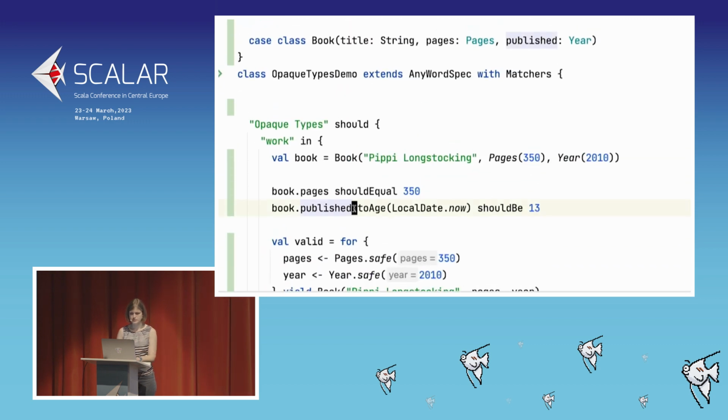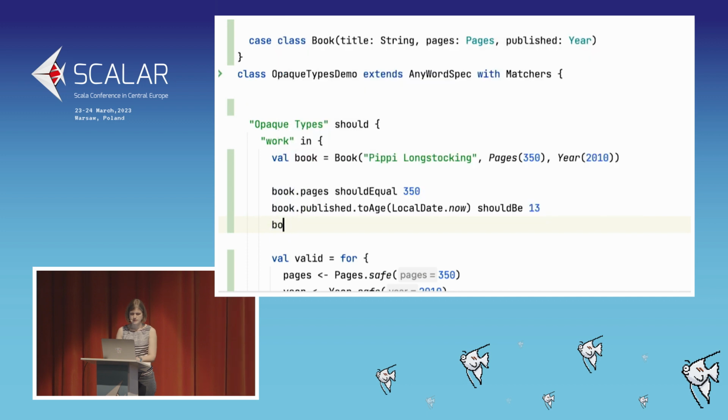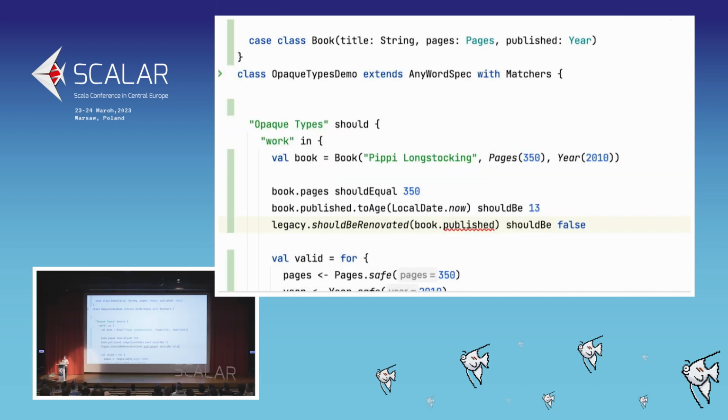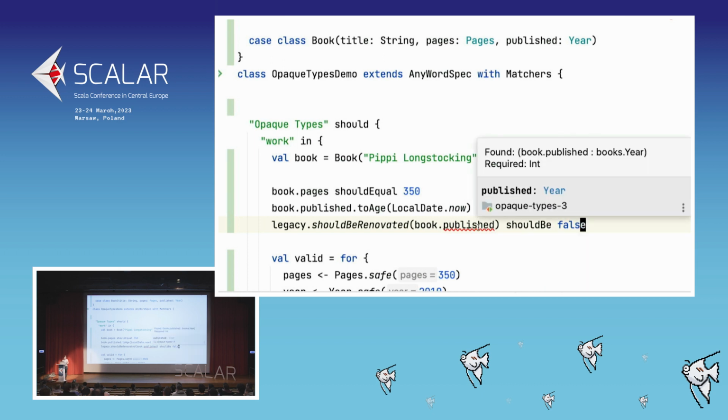So we would like to do something like legacy dot should be renovated, and then somehow we want to pass the published date. So it should be false. It's too new, a book. But of course, here we cannot use it because published is a year, and we don't have any method to translate it to any integer, and this should be renovated method works on integer. So what can we do?